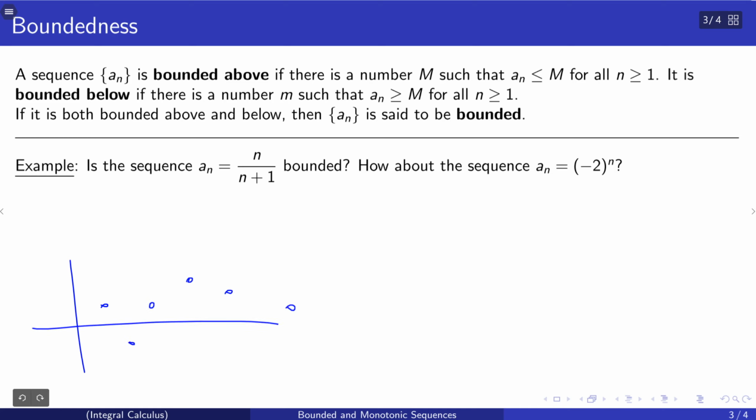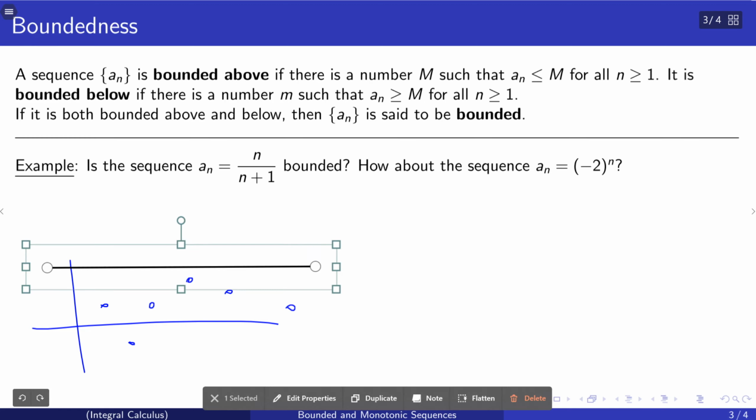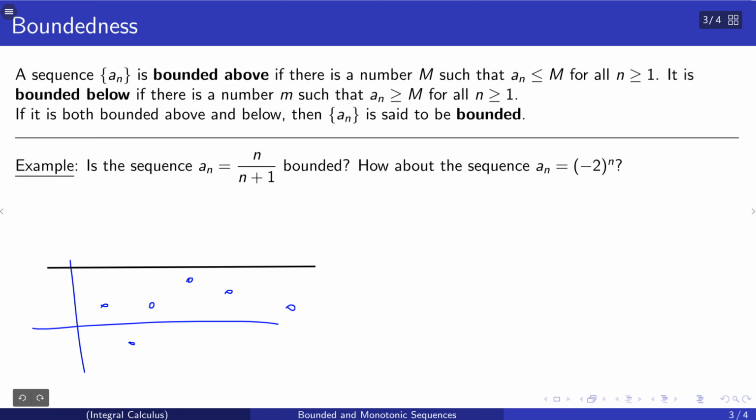It doesn't matter if it's increasing or decreasing. We'll say it's bounded above if you can find some value, capital M, for which all the terms of your sequence are below that horizontal line. Bounded below is similar. It's bounded below if you can find the horizontal line here such that all the terms of your sequence are above that horizontal line. Right? Bounded below and bounded above.